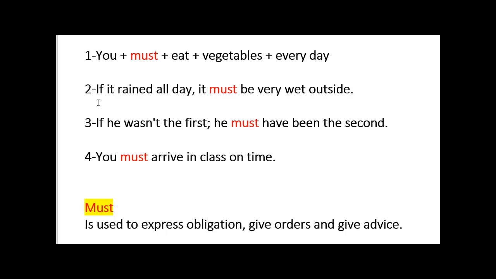If it rained all day, it must be very wet outside. If he wasn't the first, he must have been the second. You must arrive in class on time. Here we can see must is being used with verbs in present simple, or in present perfect, have been. You got that, guys? All right.